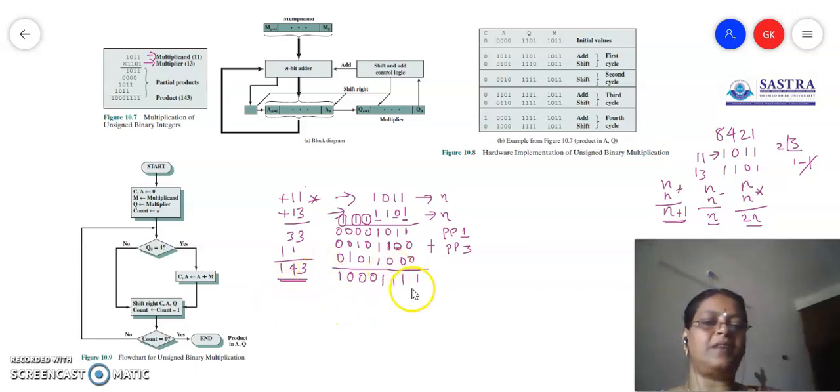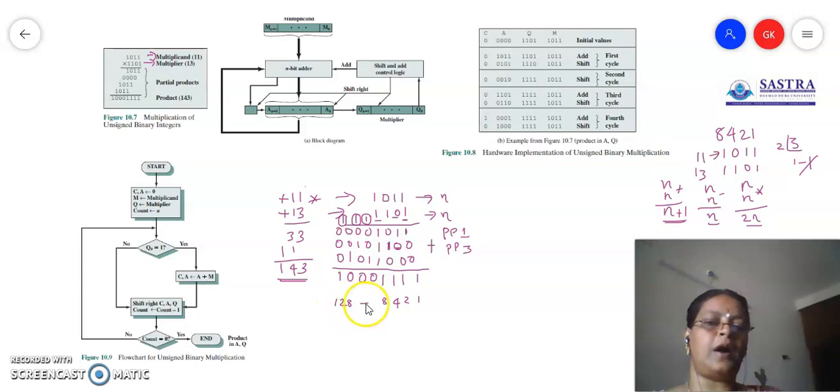You will be assigning the weightage. So this is 2 power 0, that is 1. 2 power 1 is 2. 2 power 2 is 4. 2 power 3 is 8. And then 2 power 4, 5, 6, 7. So 2 power 7 is 128.